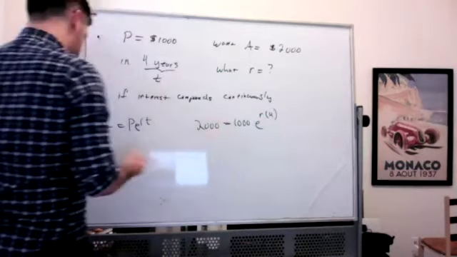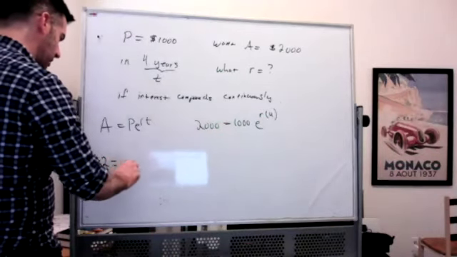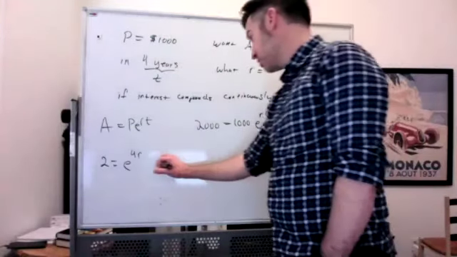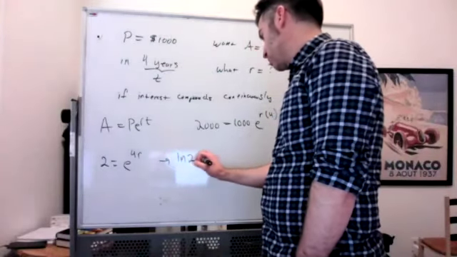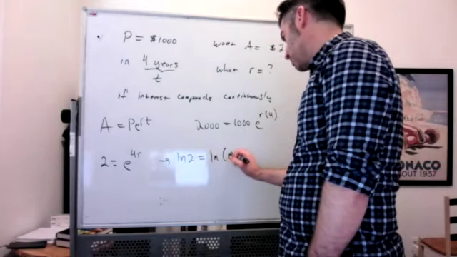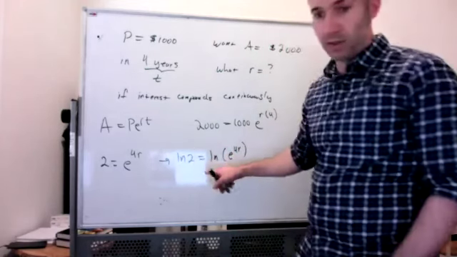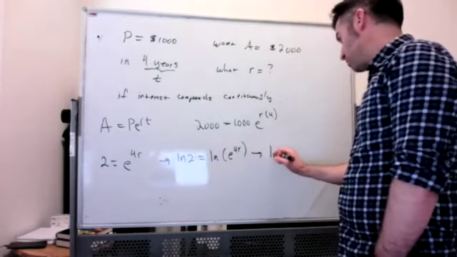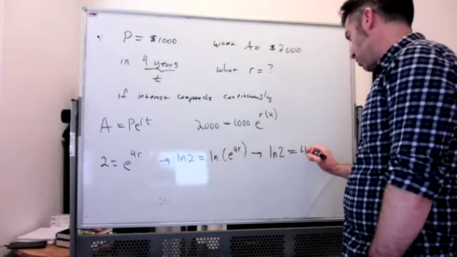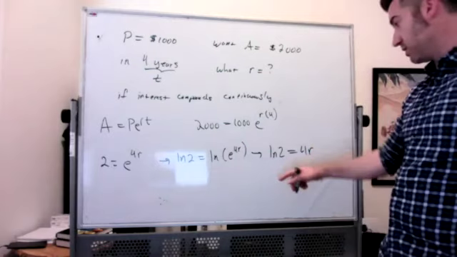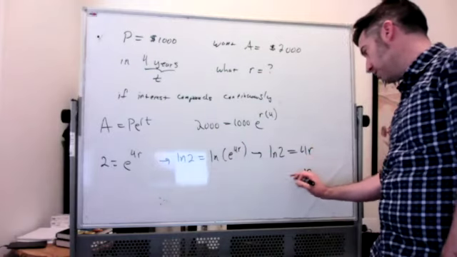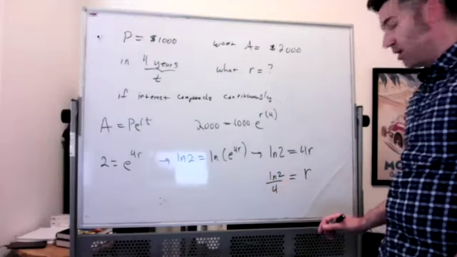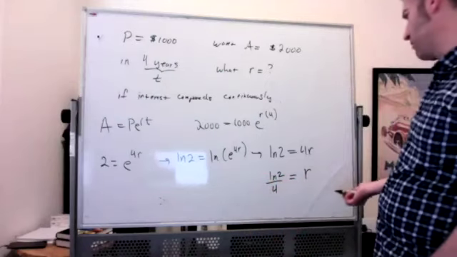Divide both sides by 1,000. So 2 equals e^(4r). Take the natural log of both sides. So the natural log of 2 equals the natural log of e^(4r). But the natural log of e^(4r) is just 4r. So the natural log of 2 equals 4r. Then divide both sides by 4, and you get the interest rate is equal to the natural log of 2 divided by 4. I feel like I've made a mistake somewhere.